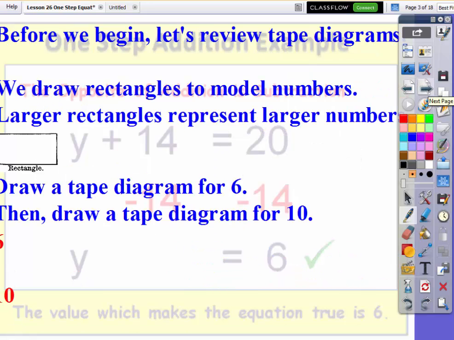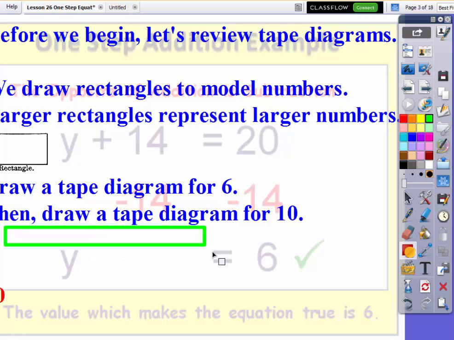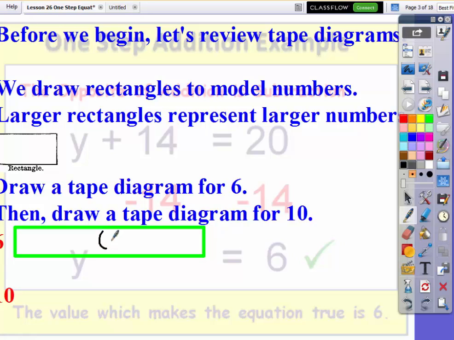Alright, so before we start with the modeling, we have to remember what tape diagrams are. So remember, a tape diagram is just a rectangle that we use to model numbers. Larger rectangles represent larger numbers. So here we're just going to practice. I need a tape diagram of 6, it says. So I'm going to draw my tape diagram of 6. There's 6. I'm going to label it.